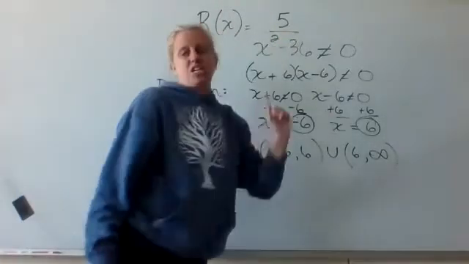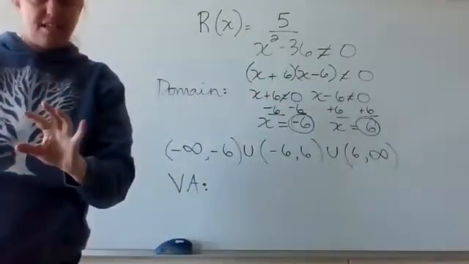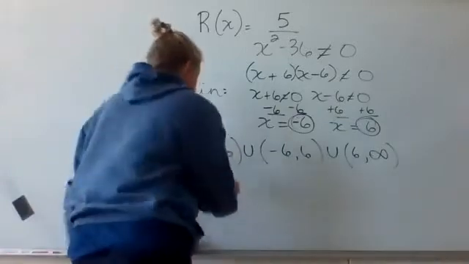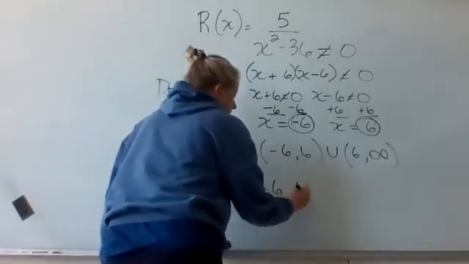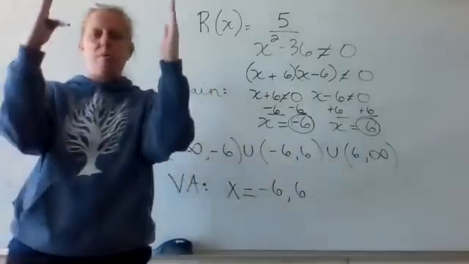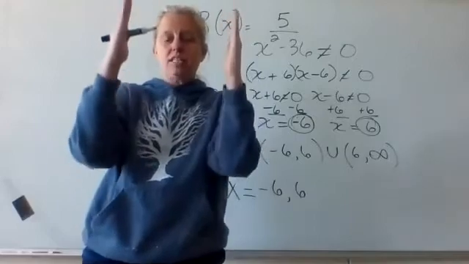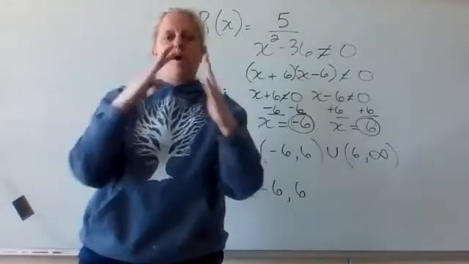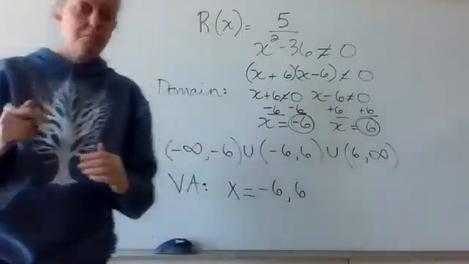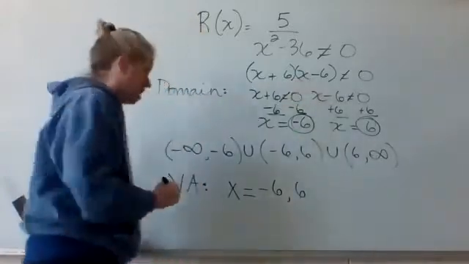The numerator actually doesn't have any zeros, right? Because it doesn't have any x's. So the vertical asymptotes are x equals -6 and +6. So there will be vertical dashed lines on this graph at +6 and -6 that the graph will not cross. So that's how you find the vertical asymptotes, just from the zeros of the denominator.